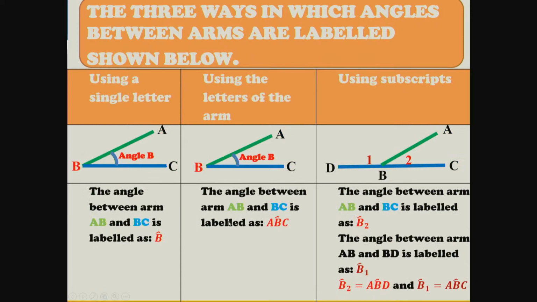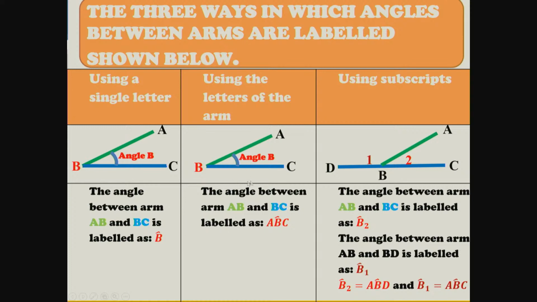Now, this is how we label the angle. The first way in which we can label the angle is by using a single letter, the letter where the angle is formed. As you can see here, the angle between arm AB and arm BC is labeled as angle B. So if you have this kind of angle, you can label it as angle B.